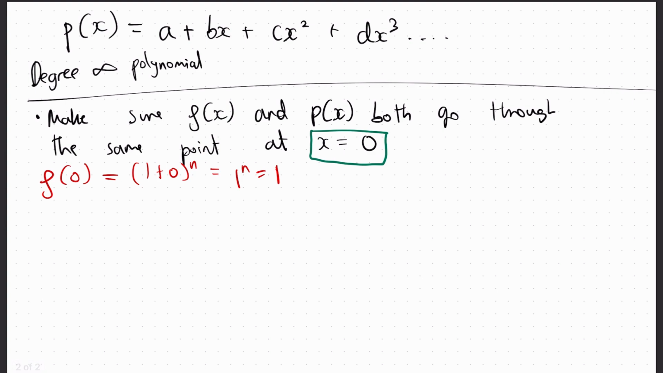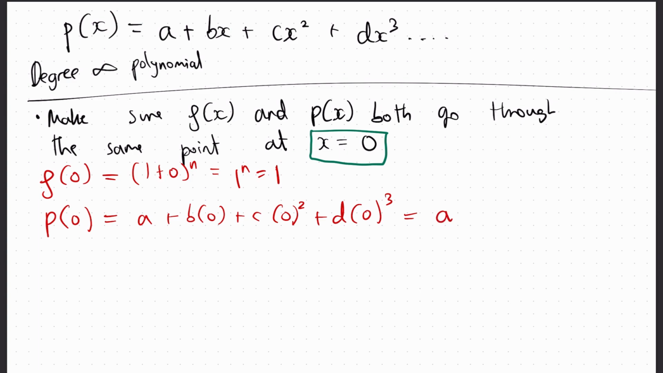And now p of 0, well, you'll see what I mean by the zeros cancelling out. So we have p of x up here, right? Now, what we can do is plug x equals 0 into all of these, and we're going to end up getting all these cancelling out because they've all got a 0 term in them, which is just equal to a. So p of 0 is just equal to a.